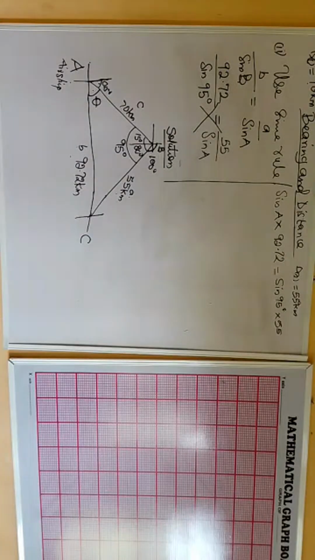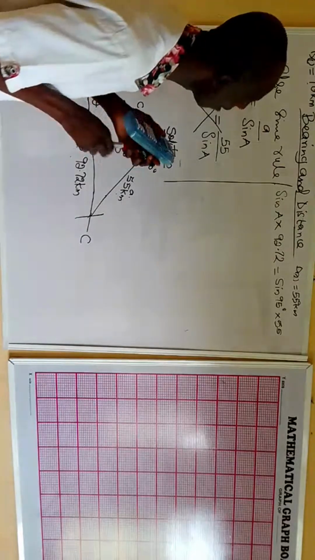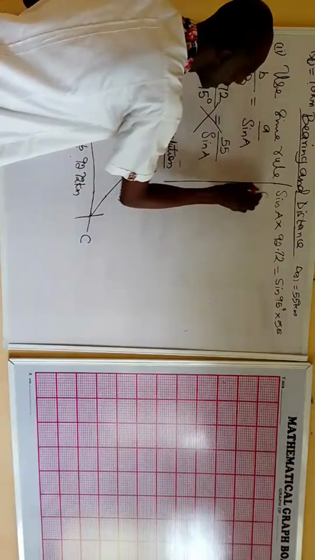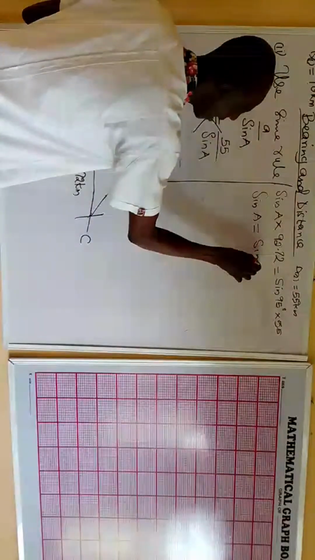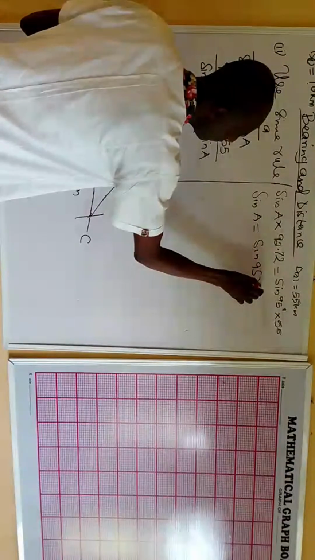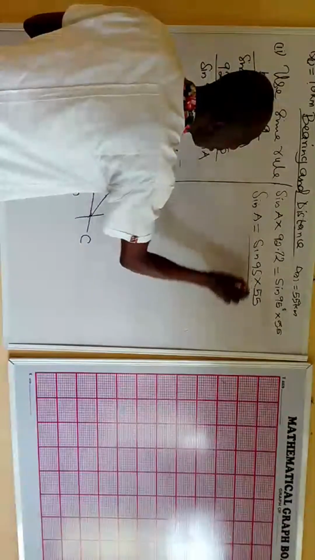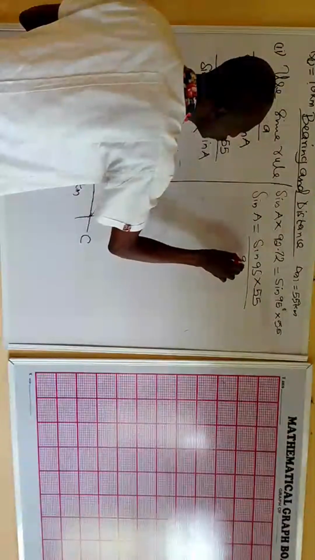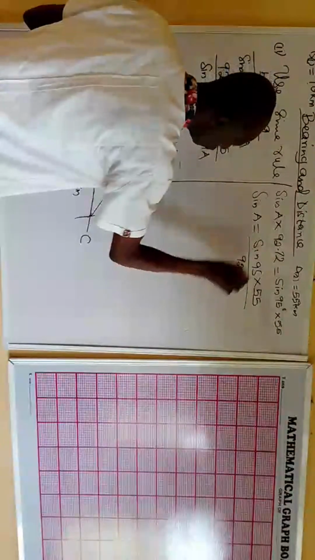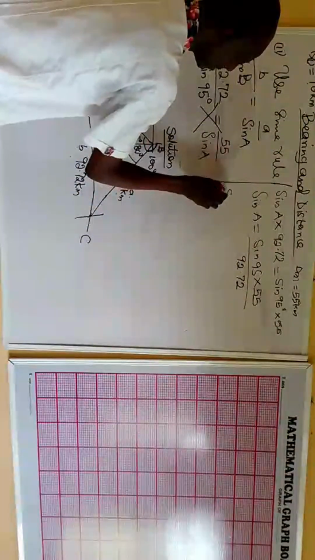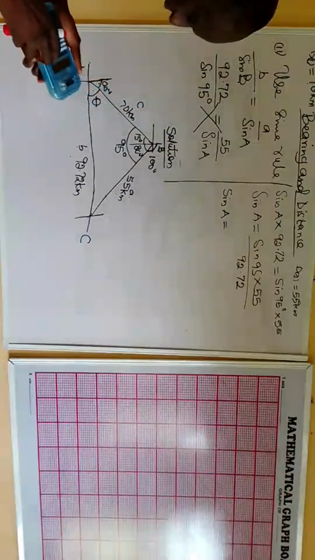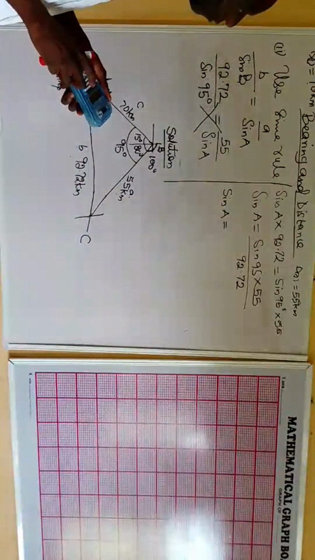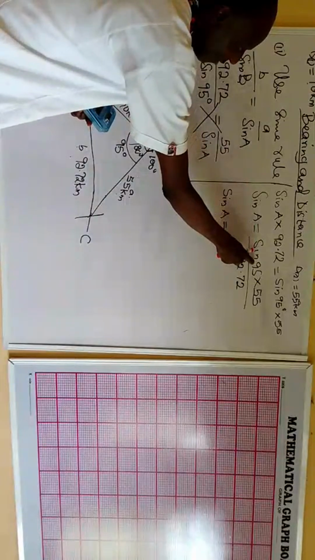Okay, let's make sine A the subject of the formula. Sine A is equal to sine 95 times 55 all over 92.72. Okay, let's work step by step. Sine A. What is sine 95? You press your four-figure table. In this sign, you take it from 180.